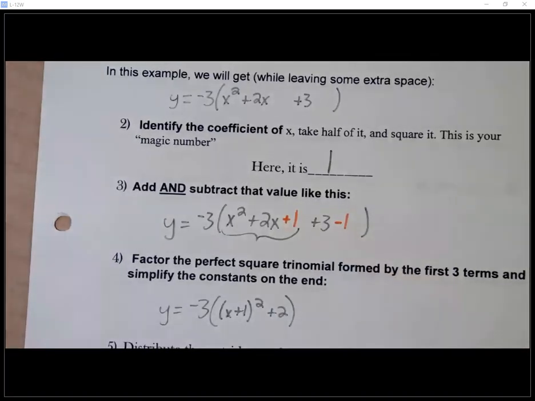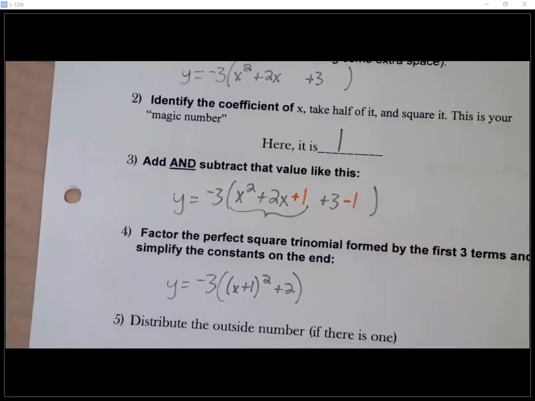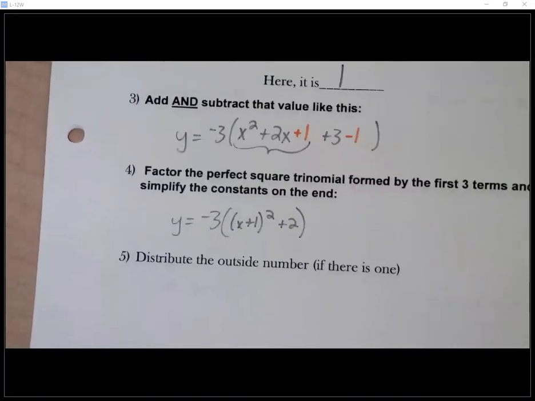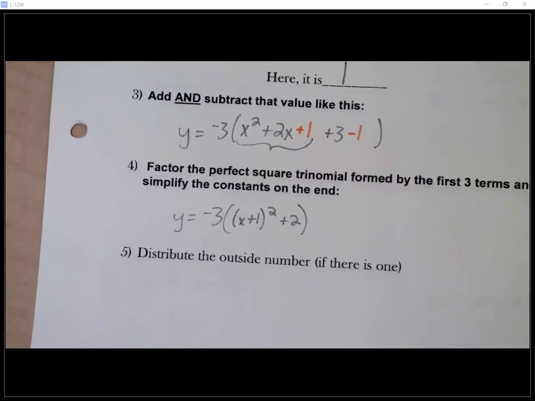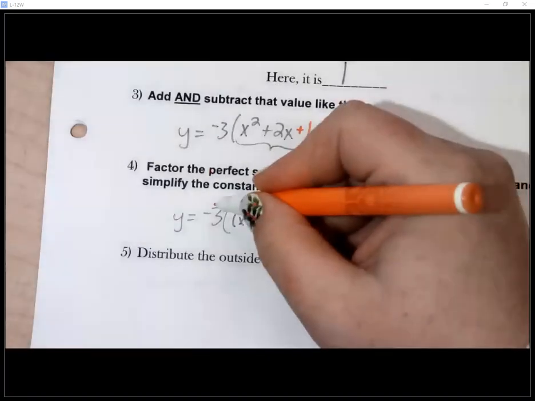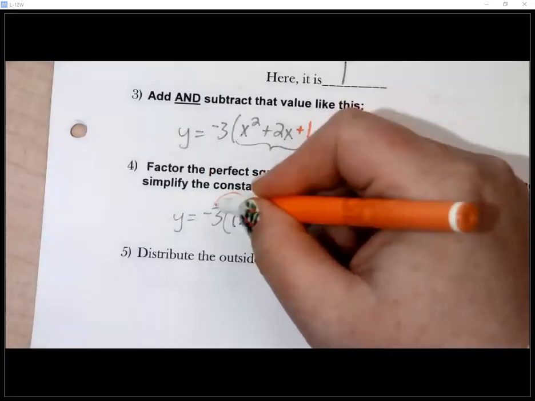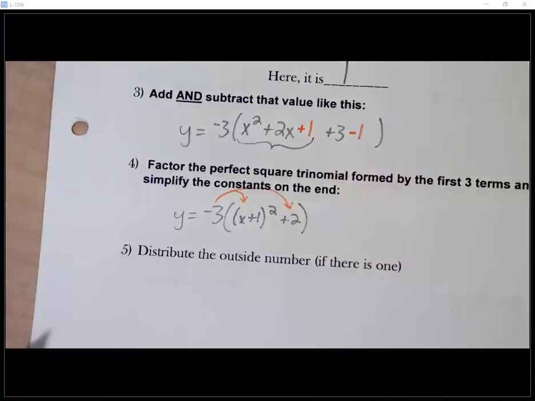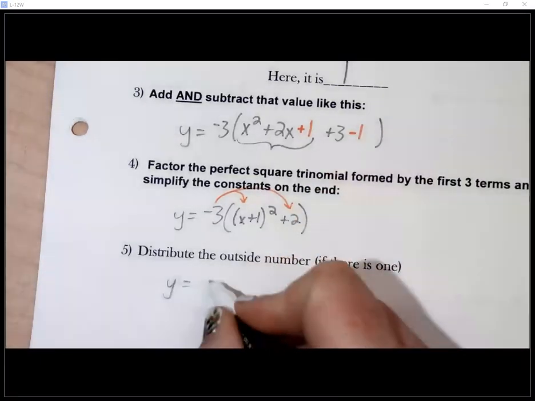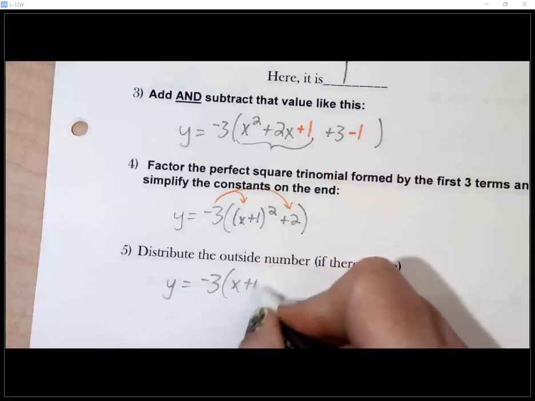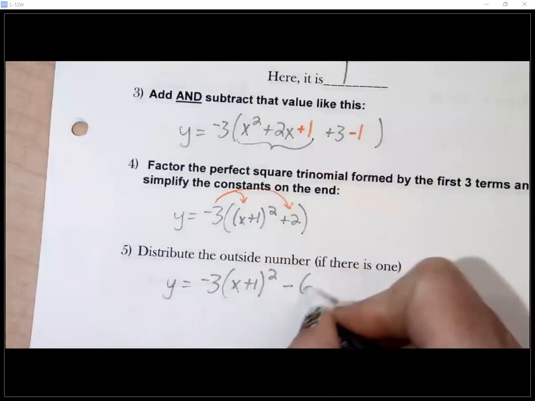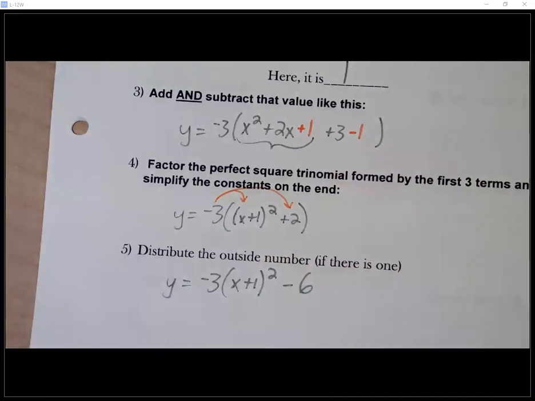And we're almost done. The only thing I have to do now is distribute the number that I pulled out from the beginning, if there was one. If you get lucky and a was already 1, you'd be done at this step. But I'm not quite done, and this is where we got stuck a little bit yesterday. So I'm going to multiply negative 3 to that. So it looks like this: negative 3 times x plus 1 squared minus 6. And now you're done.